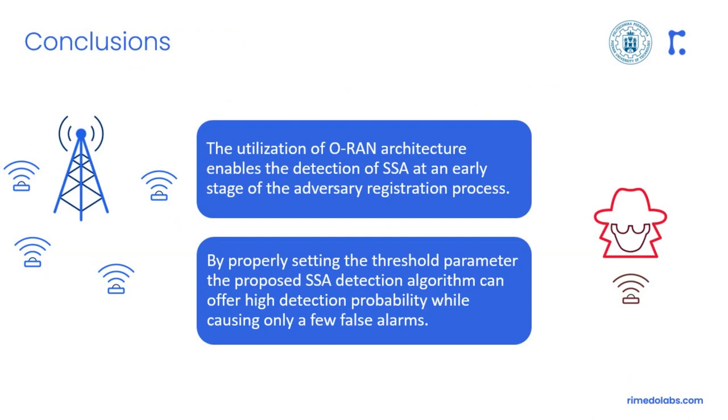The following conclusions can be formulated. The utilization of Open RAN architecture enables the detection of signaling storm attack at an early stage of the adversary registration process. By properly setting the threshold parameter, the proposed signaling storm attack detection algorithm can offer high detection probability while causing only a few false alarms.